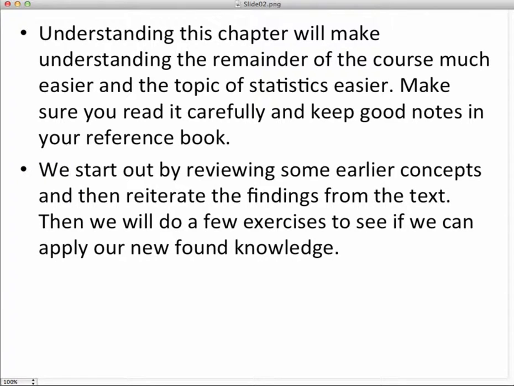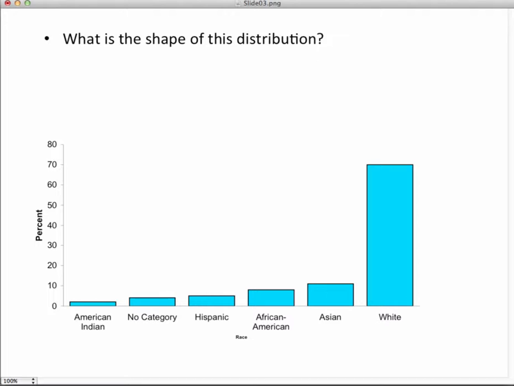But before we get into that, as I just said, I put myself a slide here to remind myself to make sure you read this carefully and keep good notes in your reference book. And we're going to go ahead and review some concepts and reiterate some of the findings from the earlier part of the course, okay?